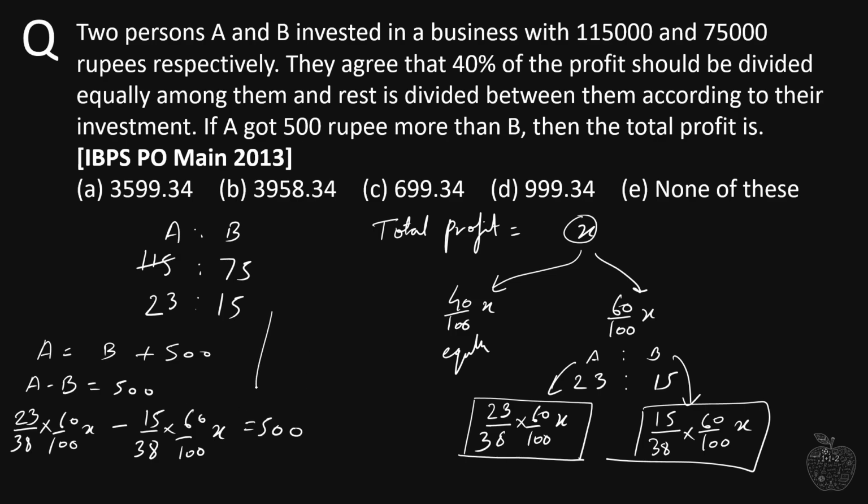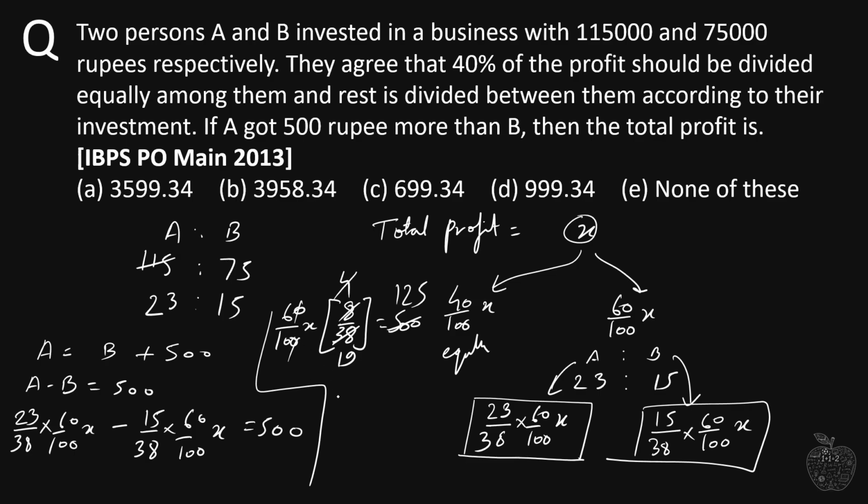All right. So now let's take 60 by 100 X common. We are left with 23 by 38 minus 15 by 38. So 23 minus 15 is 8 by 38, is equal to this 500. Let's simplify. So the 0s cancel. 2 4s are 8, 2 19s are 38, and 4 1s are 4, so 2 5. And what else can be done?